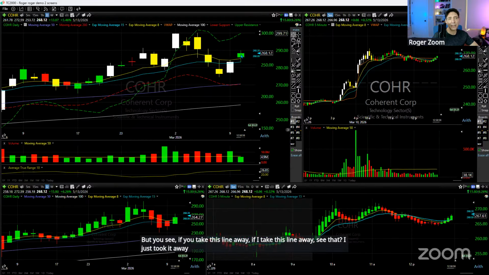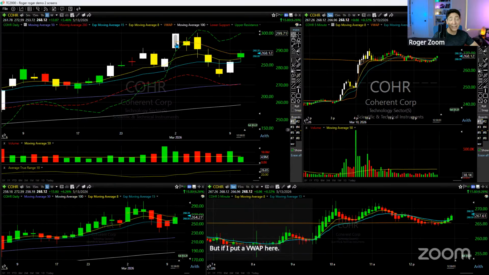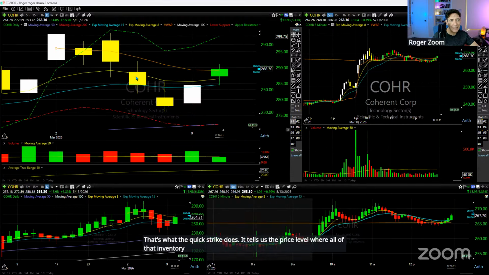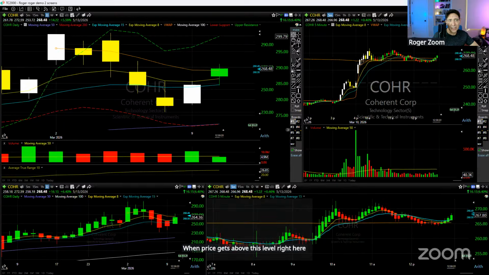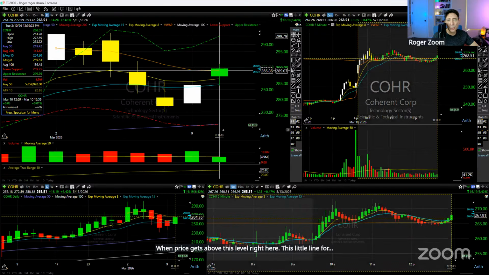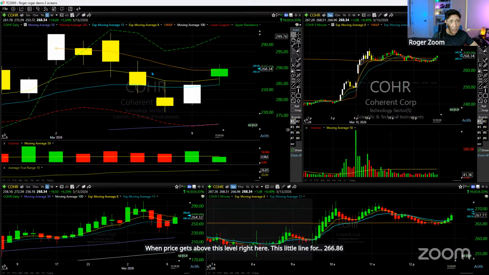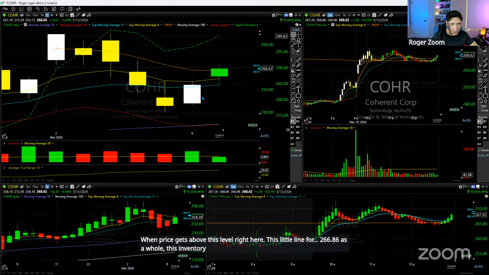Do you know anything about this level? No. But if I put a VWAP here, and that is the highest point in the last 90 days, that's what the quick strike does. It tells us the price level where all of this inventory right here, when price gets above this little line, 266.86, these traders as a whole are all profitable, which means it's the same thing as buying right here above the high without having to go that far.